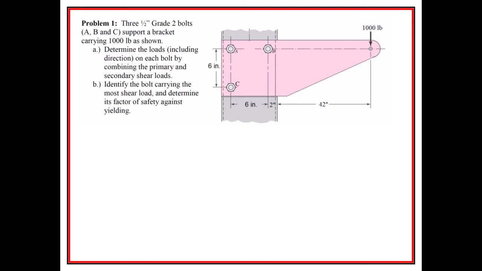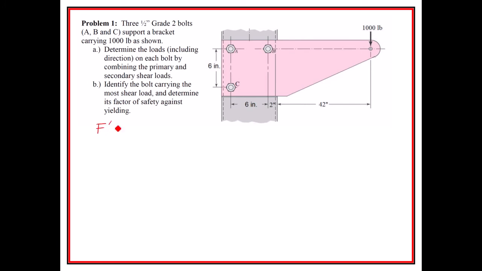All right, so we have 1,000 pounds at the end of this support, on this end of this bracket, with 3 bolts, A, B, and C. And we want to determine the load, including the direction of the primary and secondary shears, and identify the bolt carrying the most shear load and determine its factor of safety against, I would say, shearing, but he says yielding, shear yield. Maybe that's what we'll say.